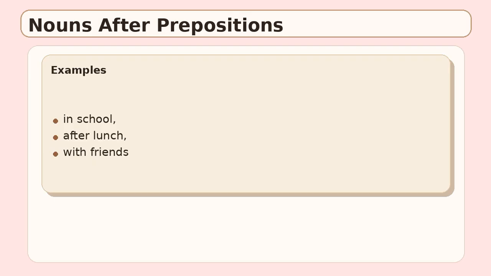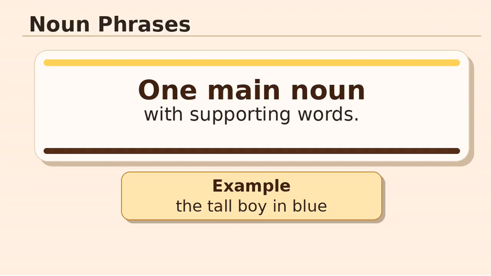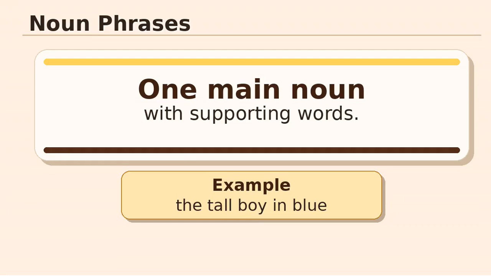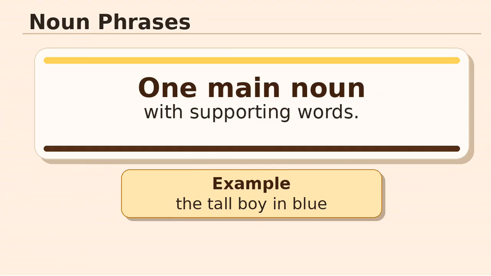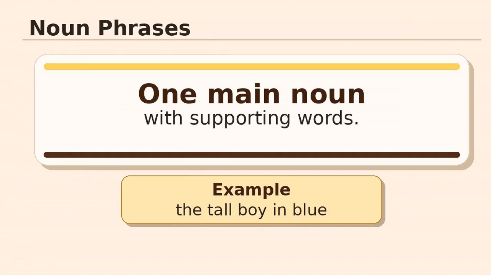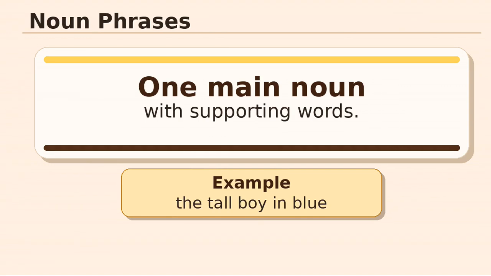A noun often appears after a preposition. In this case, the noun becomes the object of the preposition and helps complete the phrase. A noun phrase is built around a noun but includes extra words that describe or limit it. Even though there are many words, the phrase still centers on one noun.